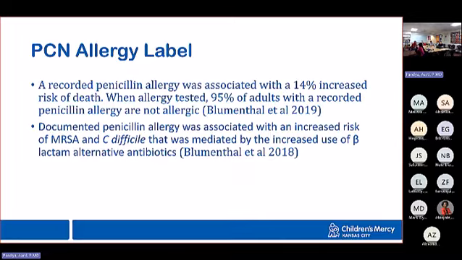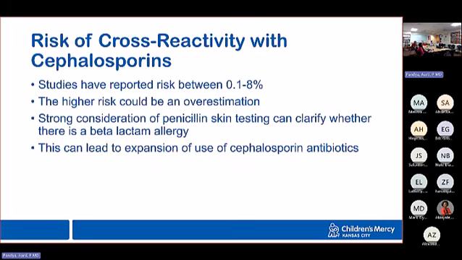This was reported in a study from 2019. When allergy tested, again, 95% of adults with a recorded penicillin allergy are not allergic. Documented penicillin allergy is associated with increased risk of MRSA and C. diff infections, as well as mediated the increased use of beta-lactam alternative antibiotics. That was in a study in 2018.